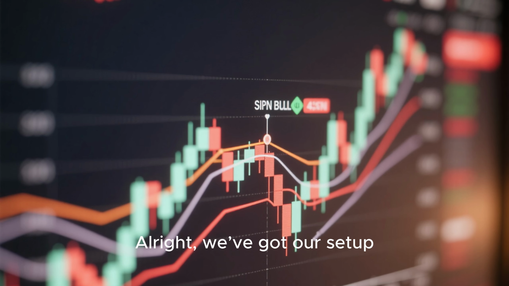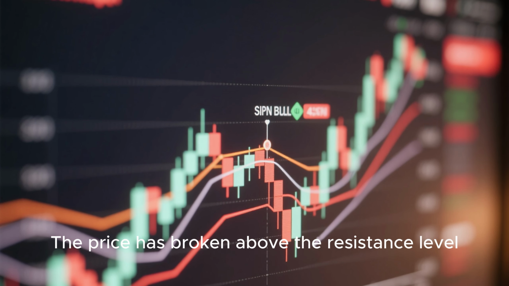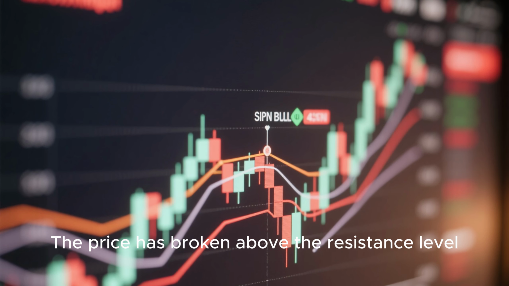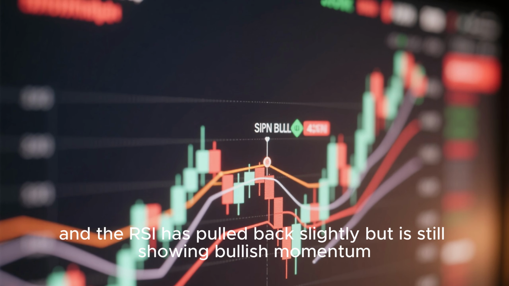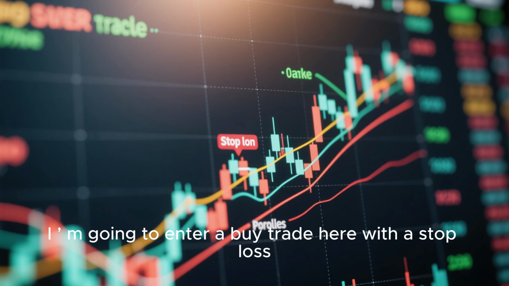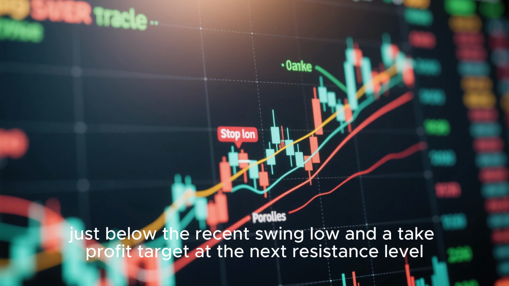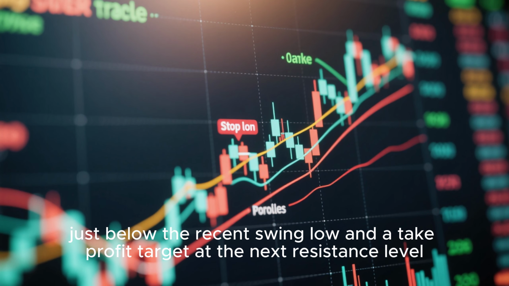Step 3. Placing the trade. Alright, we've got our setup. The price has broken above the resistance level, and the RSI has pulled back slightly, but is still showing bullish momentum. I'm going to enter a buy trade here with a stop loss just below the recent swing low and a take profit target at the next resistance level.